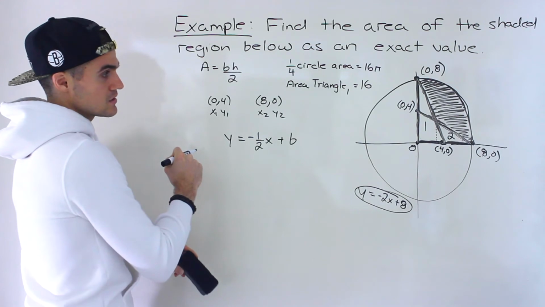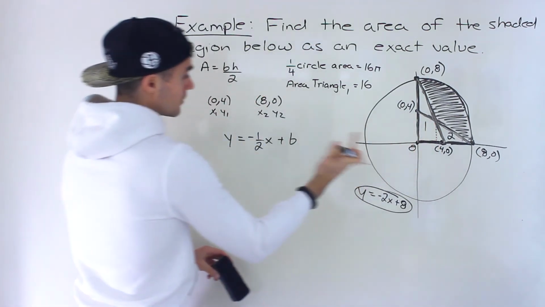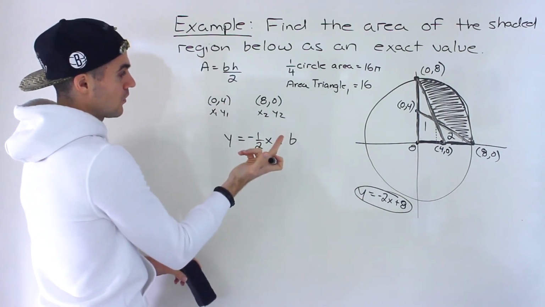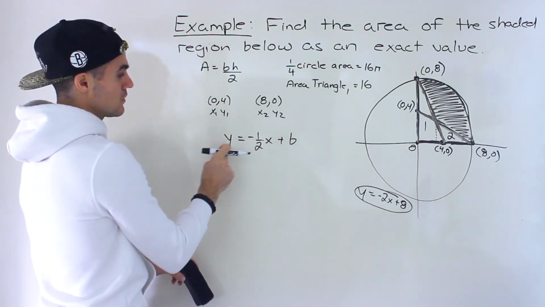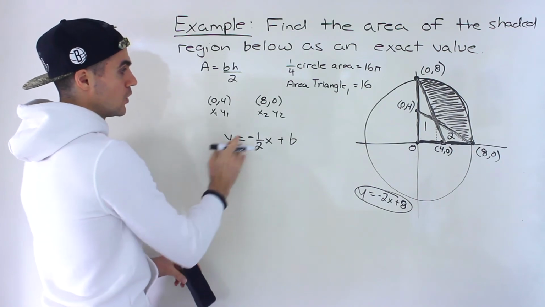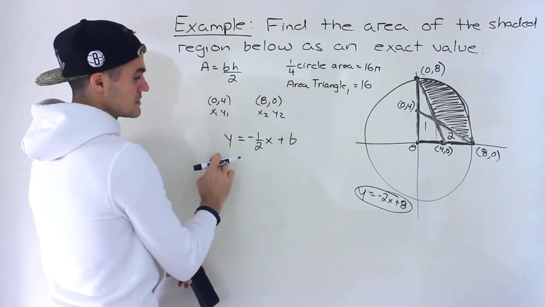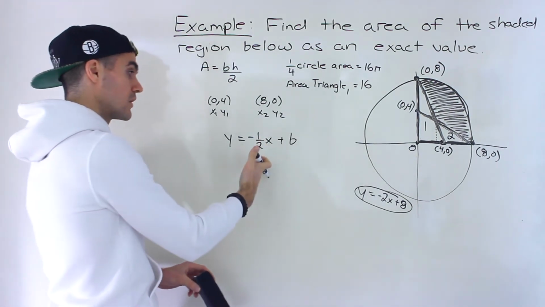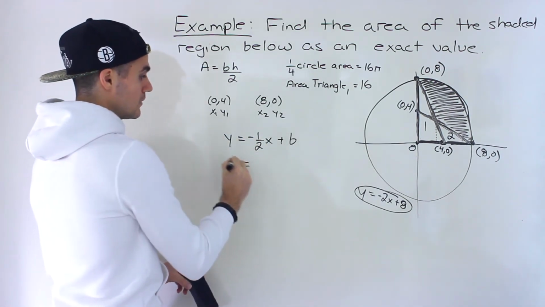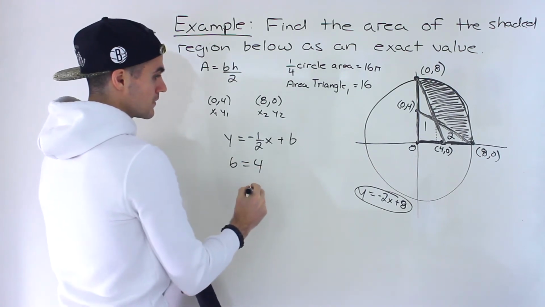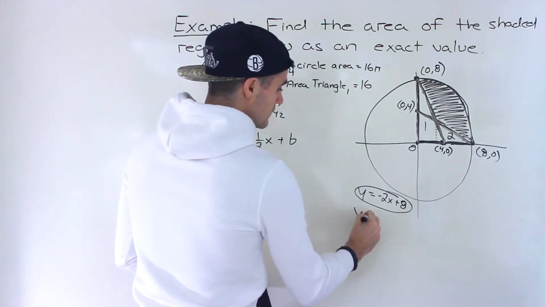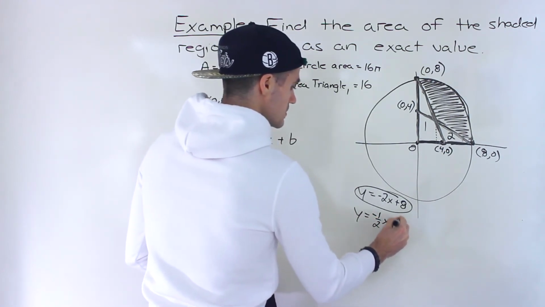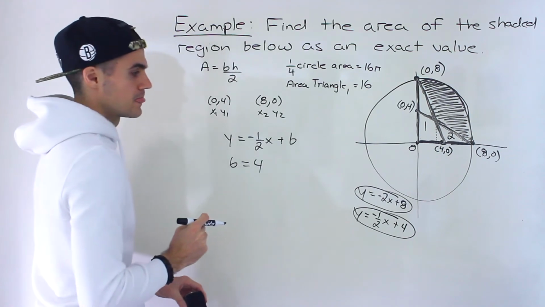In this case, notice that the y-intercept is going to be 4. So we know the b value is just going to be 4, that y-intercept. If we plug in 0 and 4 over here, b would be 4. Or if we plug in 8 for x and 0 for y, we'll have negative 1/2 times 8, which is negative 4. Bring the negative 4 over, and we end up with b equaling 4. So the equation of that second line is negative 1/2x plus 4.